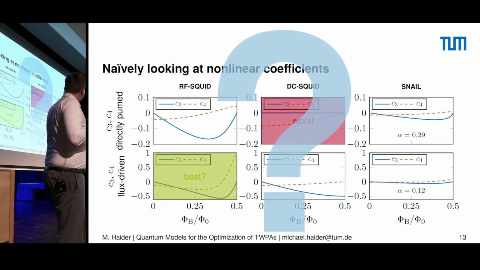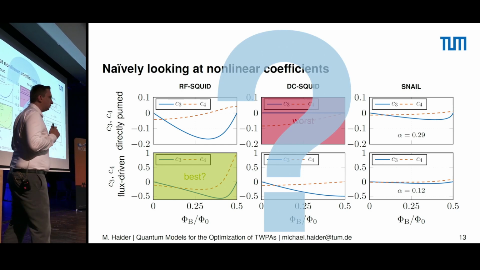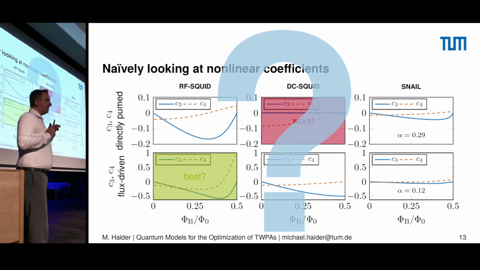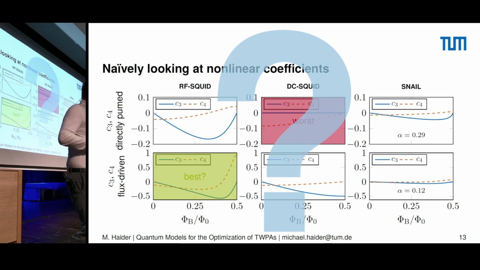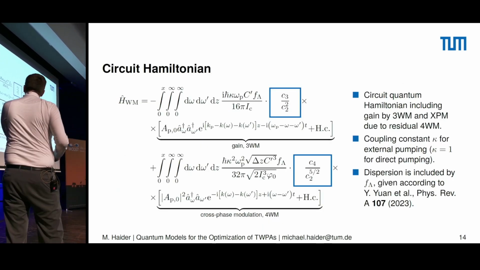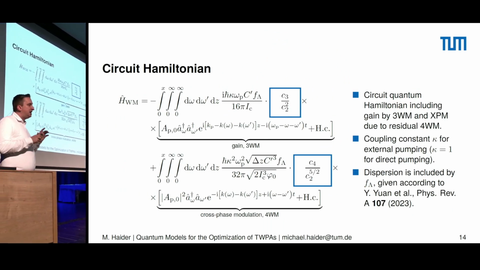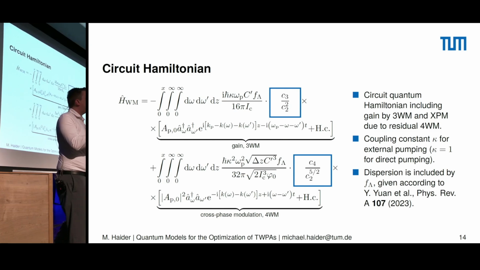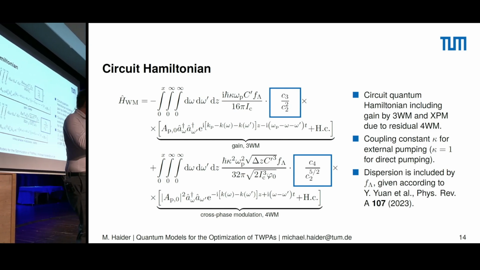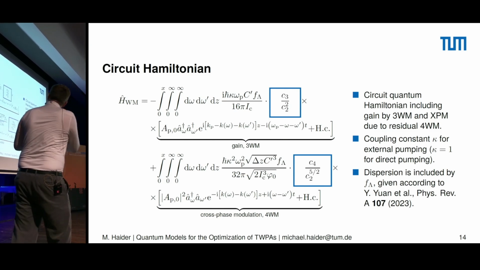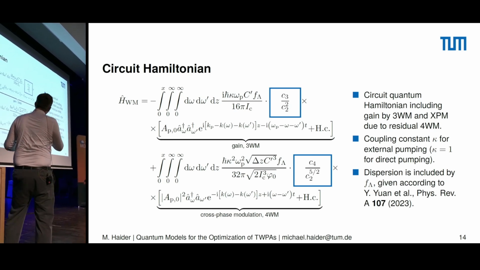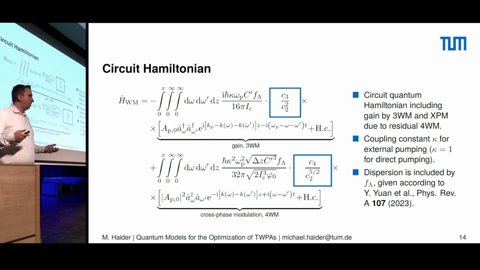But is this really the case? Is this the truth? And it turns out it's not. Because what we actually need to do is really look into the Hamiltonian, how the Hamiltonian is then formed, and keep everything still black box. So we don't assume any inductances, we don't assume anything. It's just all written down in these coefficients C3, C2, C4, right?